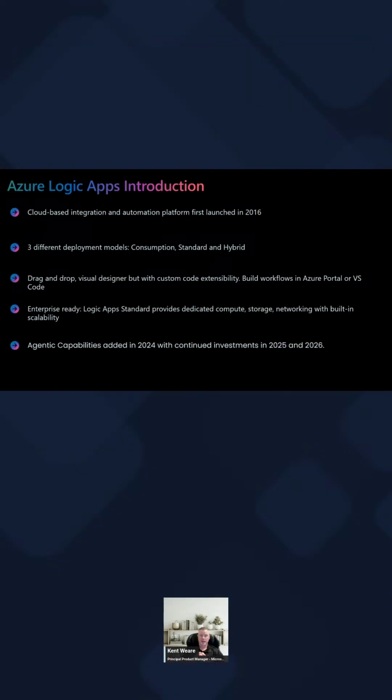Now, inside of Logic Apps, we have 3 different deployment models: Logic Apps Consumption, Logic Apps Standard, and Logic Apps Hybrid. And we'll talk about more details on the next slide about those. But the consumption tier is the closest to what you would see with Power Automate and Cloud Flows. We've built some more enterprise features for Standard and Hybrid, and we'll talk about those more as we go through this.